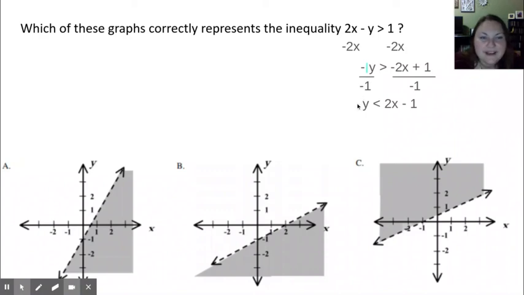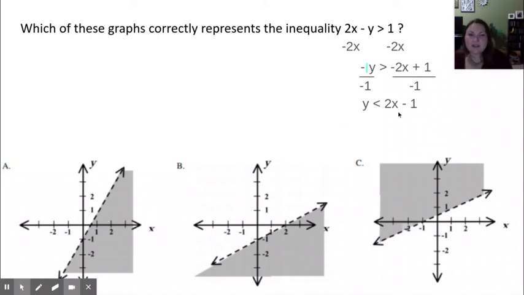So our final answer we got for what it looks like in slope-intercept form is over here on that left side. We're left with y, and then we're left with, once we divide these, a positive 2x. Once we divide these, a negative 1. And we already talked about how that inequality sign would change. Once we've got it in slope-intercept form and see that the inequality is y is less than 2x minus 1, it makes it a lot easier for us to figure out which one of these graphs it is.